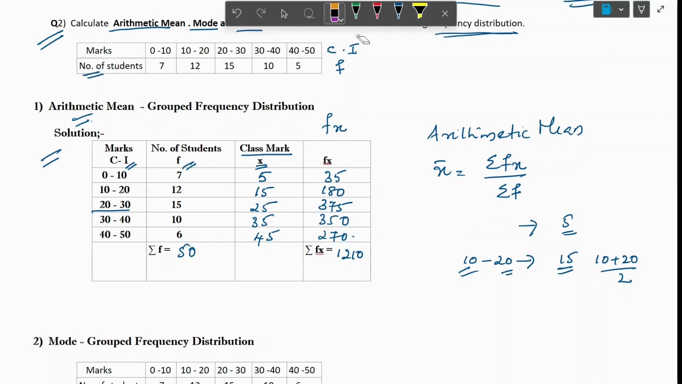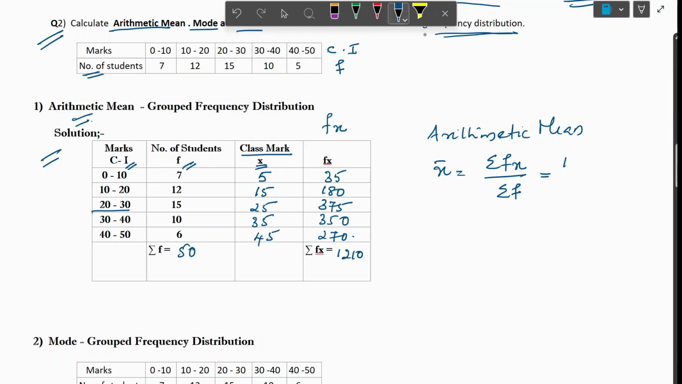What's our formula? The arithmetic mean x bar equal to sigma fx divided by sigma f. We are going to substitute 1210 divided by 50. That is your answer, equal to 24.2. Therefore, this is the way we are going to calculate arithmetic mean for continuous data or grouped frequency distribution.